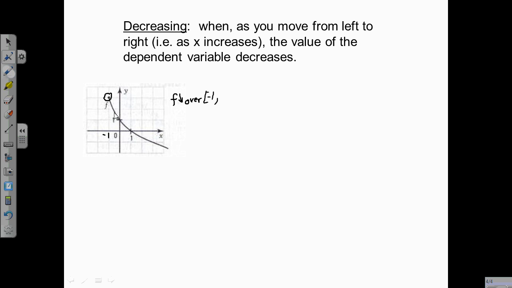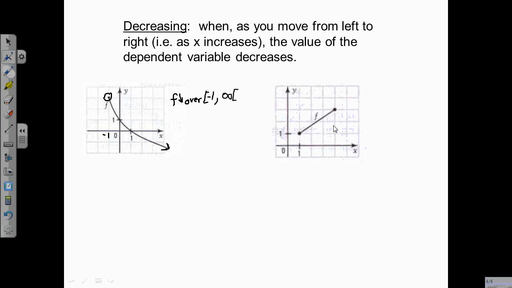And it's decreasing, decreasing, decreasing. And again, since it goes off here, that means it's going to keep going down, down, down, down, down. So it'll never stop decreasing, so we can put infinity, and then our open bracket because it can never equal infinity.